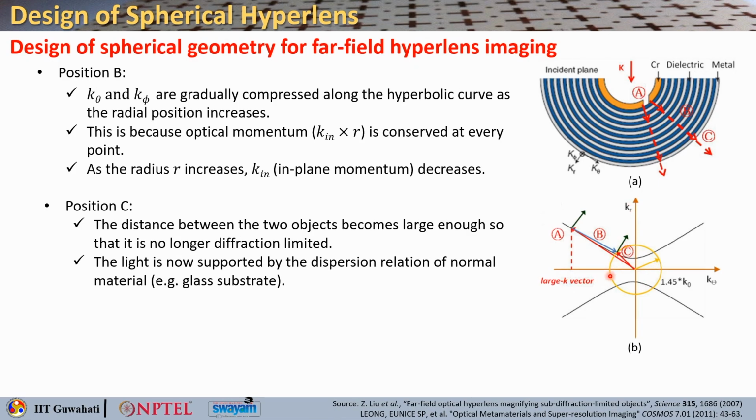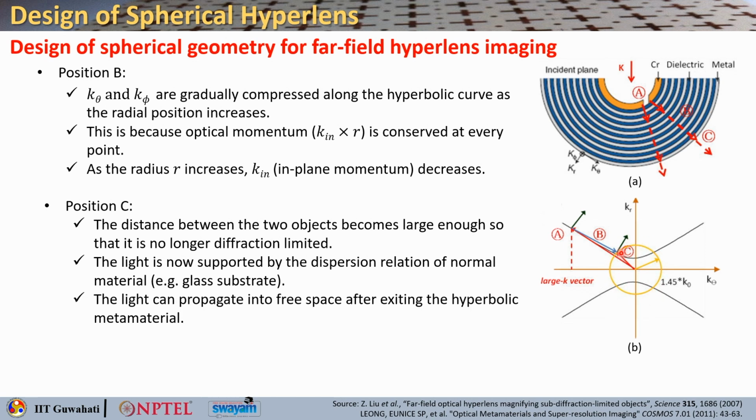In this case the light will now be supported by the dispersion relation of a normal material, that is the glass substrate. You can see if you take this as the isofrequency point of glass, here you can have this phase matching or momentum matching. So, light can now propagate into free space after exiting from this particular point at C. This is where you see the light can escape into free space after exiting the hyperbolic metamaterial. So, this is how it works.